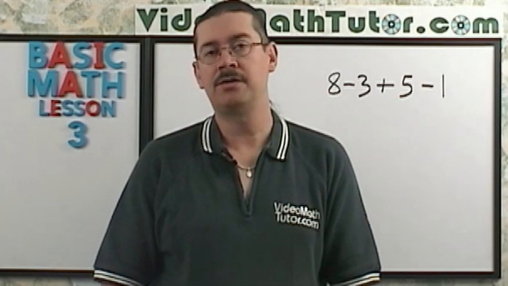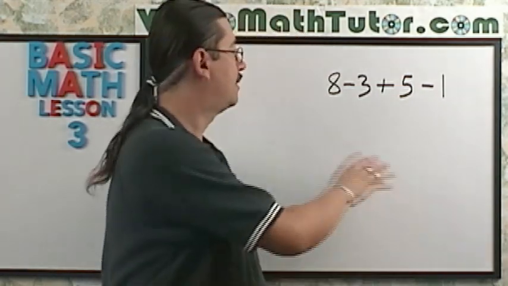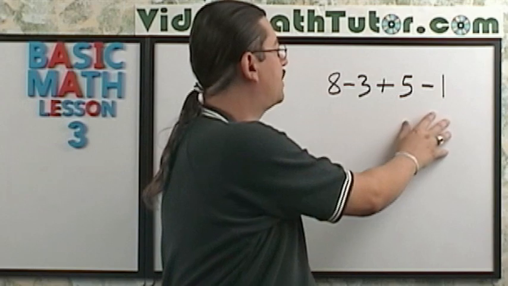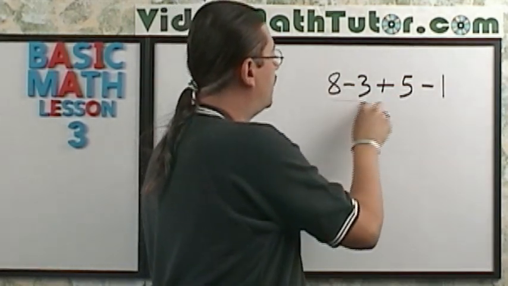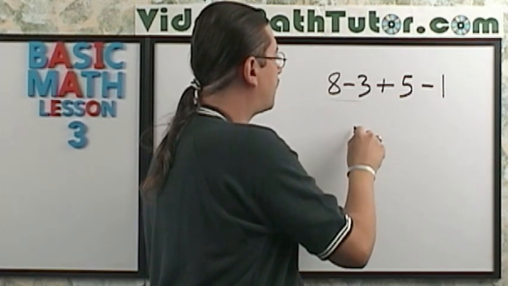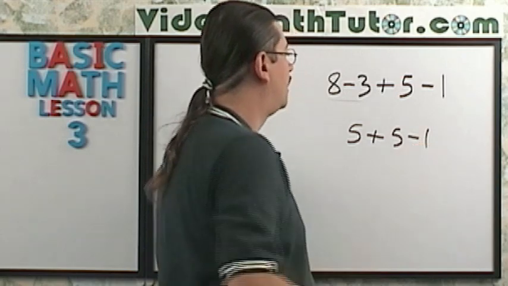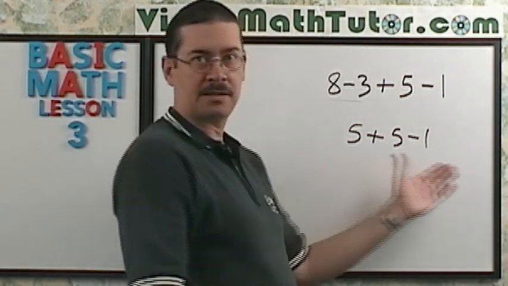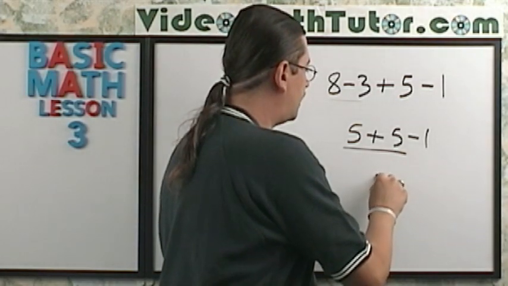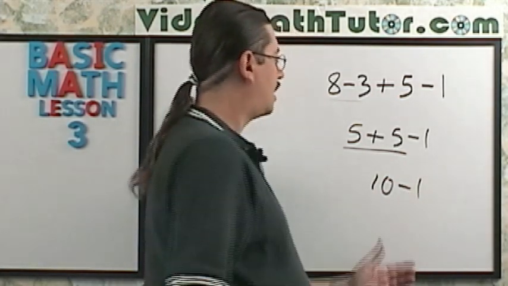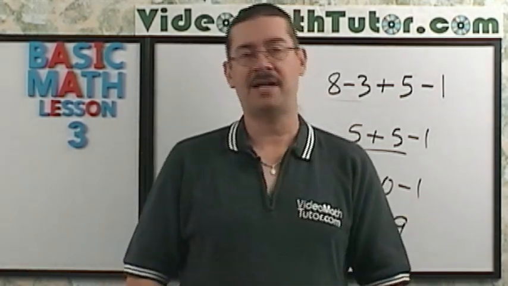The last rule we need is that we perform all additions or subtractions in order from left to right. So here we have something that has just additions and subtractions in it, and we go from left to right. So we're going to do this operation first. 8 minus 3 is 5. I'm just going to copy down the rest. Again, I only have additions and subtractions, so I go from left to right. 5 plus 5, I'm going to get 10. Now I do the subtraction. 10 minus 1, the answer is 9.